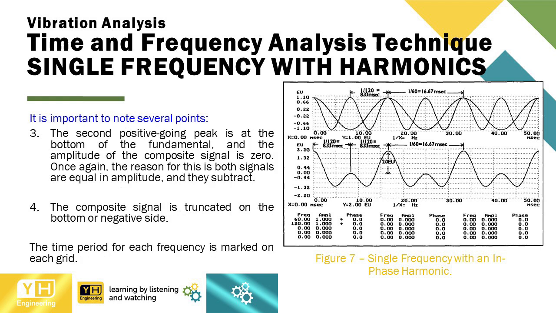Number 3 is the second positive going peak is at the bottom of the fundamental, and the amplitude of the composite signal is 0. Once again, the reason for this is both signals are equal in amplitude, and they subtract. And number 4 is the composite signal is truncated on the bottom or negative side. The time period for each frequency is marked on each grid.